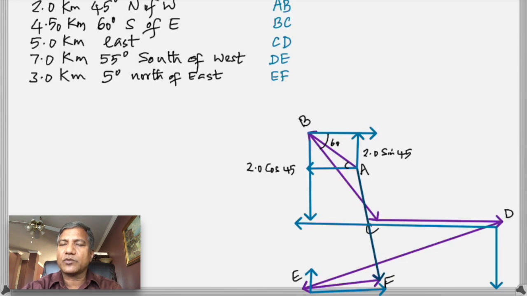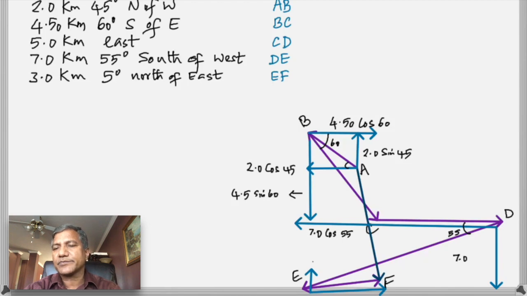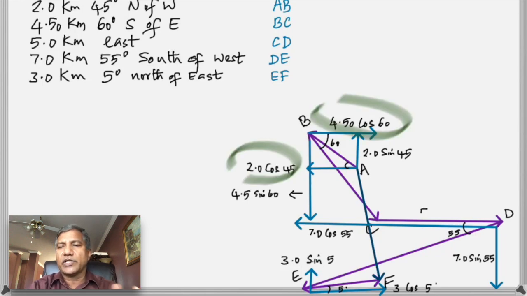This angle is 60, so since we're taking the angle with this, it's going to become cosine. That'll be 4.50 cosine 60, and the other one will be 4.50 sine 60. Are you tagging along nicely? So do the same with the others. This angle is 55, so this is going to be 7.0 cosine 55, then 7.0 sine 55. Whatever you take the angle with will be cosine, the other will be sine. So once you get all the x and the y's, here are the x components.